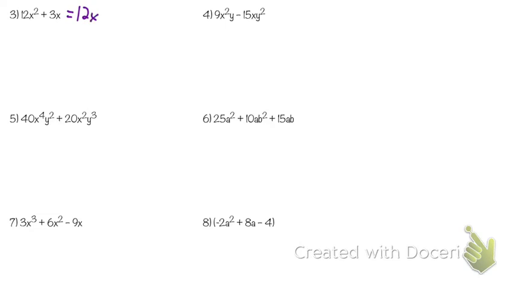12x squared is really 12xx. X times x, right? Plus 3x. So how many x's do they both have? They both have 1. They have 1 in common. So the outside number will have an x. So it'll be a what x? 3x. So our GCF here is a 3x.